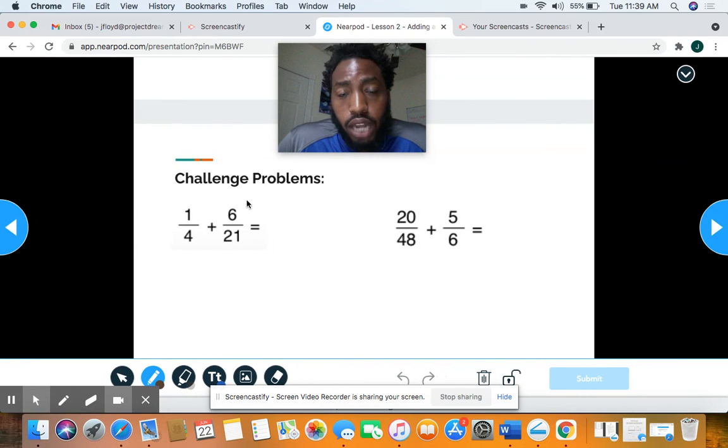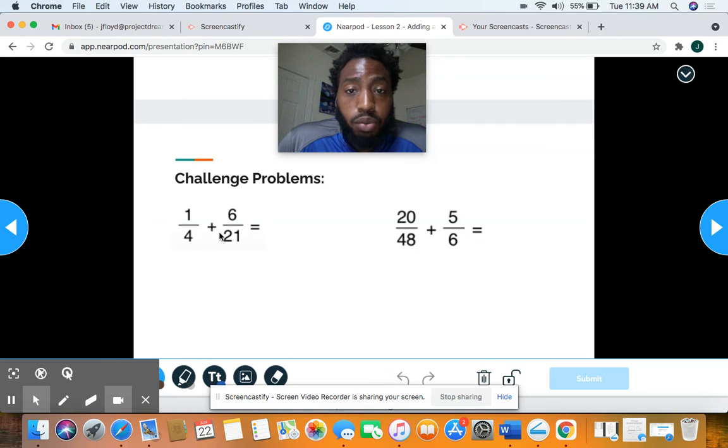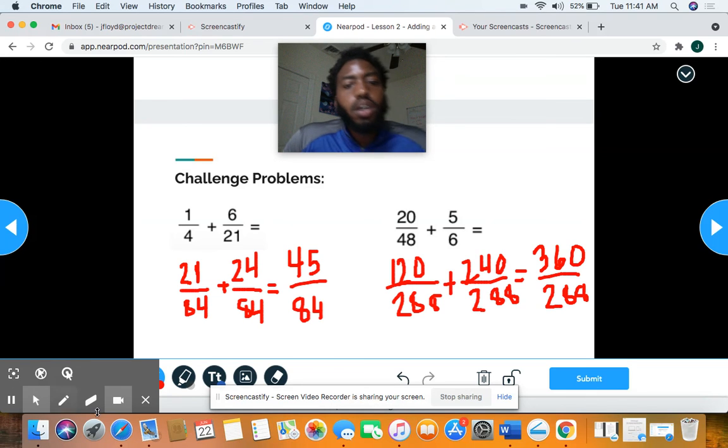We have some challenge problems that I want you to try on your own. After the challenge problems, we can go ahead to the exit ticket. I'll give you 5 minutes for these challenge problems. All right, guys, take a close look. These are the answers to our challenge problems.